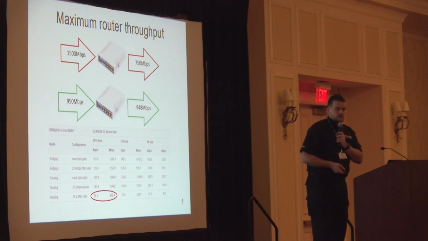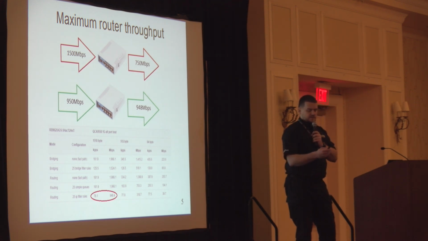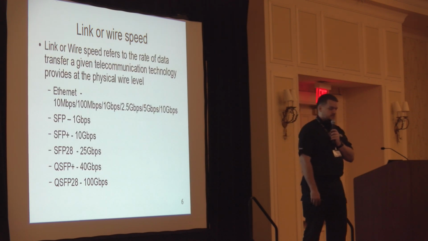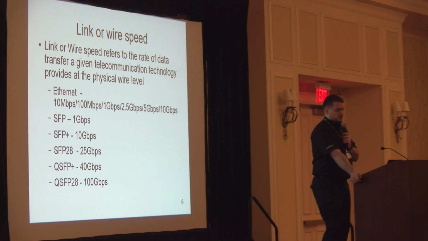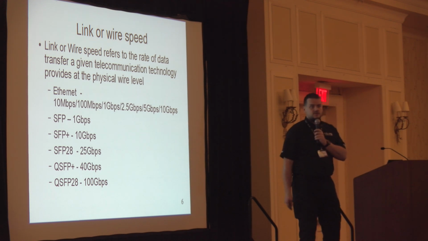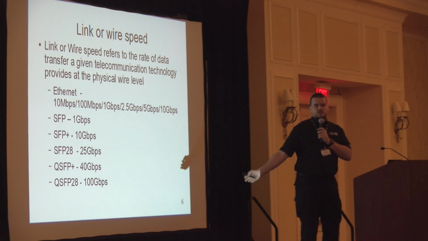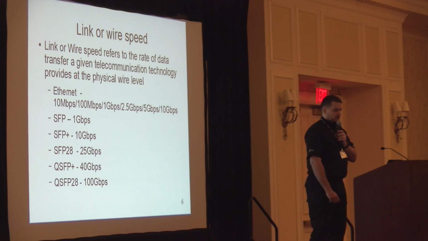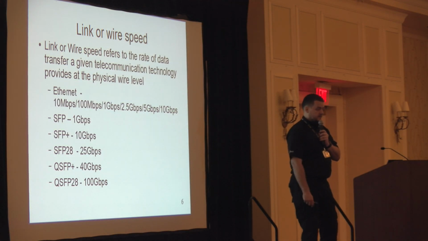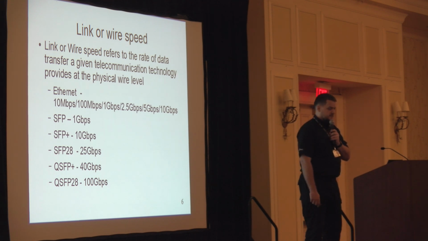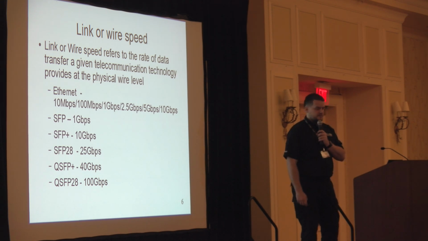But to understand throughput, one of the first limitations that network devices have is considered a physical limitation, or wire speed limitation. Link or wire speed refers to the rate of data transferred given by the technology. We have had Ethernet technology since the beginning of time, and now we have six speeds: 10, 100, 1 gig, 2.5 gigs, 5 gigs, and even 10 gigs on Ethernet. SFPs, so you have 1 gig SFP, 10 gig SFP+, 25 gig SFP28, and then there are QSFPs, so 40 and 100 gigs. Those are link speeds or wire speeds.